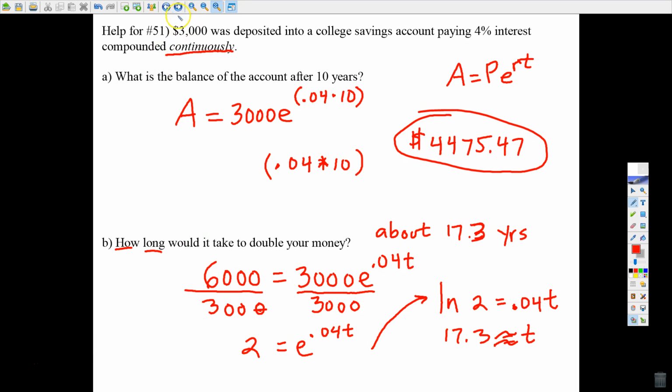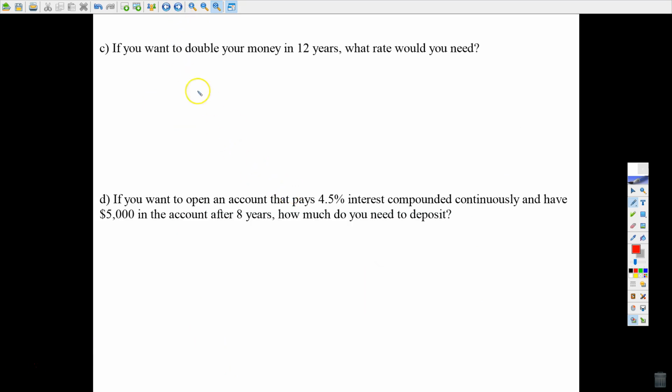Okay, so now we're ready to move on to part C. And part C says if you want to double your money in 12 years, what rate would you need? Well, once again, I'll just show you the formula. And this time, we're going to plug everything in except for r. And we're going to solve for r. So it's very similar to what we did in part B. As a matter of fact, I'll just go ahead and set it up.